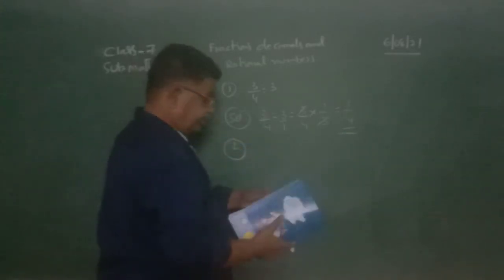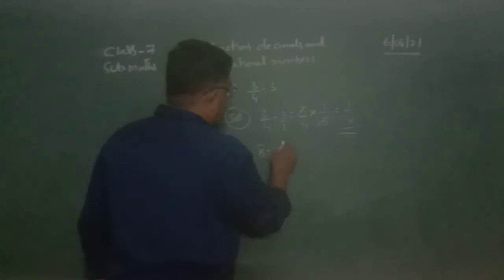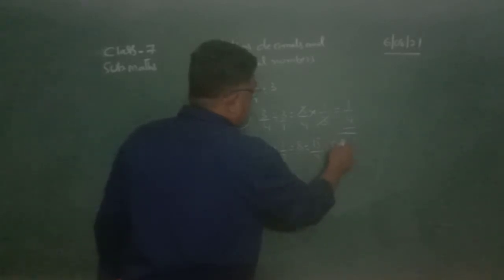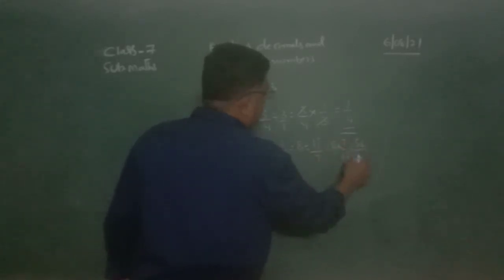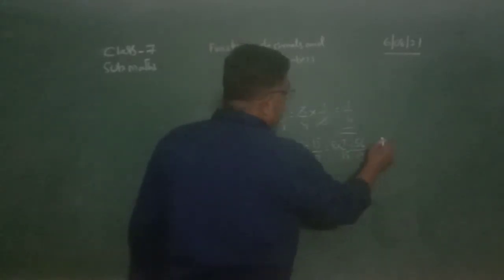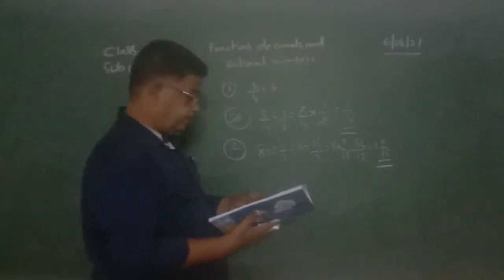Second problem. 8 divided by 2 1 by 7 is equal to 8 divided by 15 by 7, which is equal to 8 into 7 by 15. 8 sevens are 56 by 15. 15 threes are 45, remainder 11. So 3 11 by 15. You can write the improper fraction as a mixed fraction.